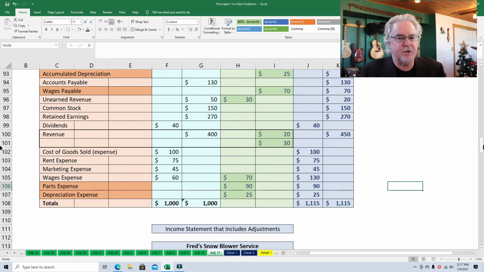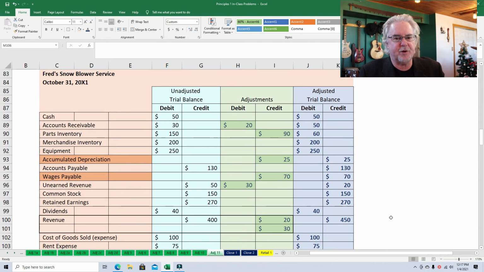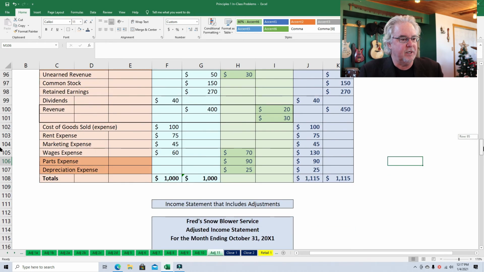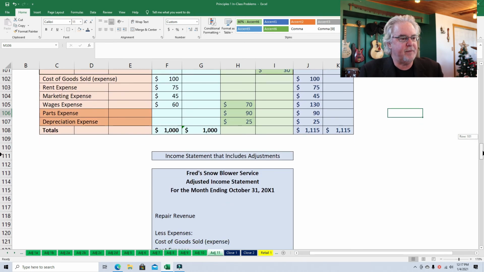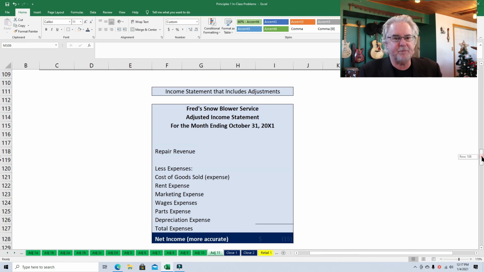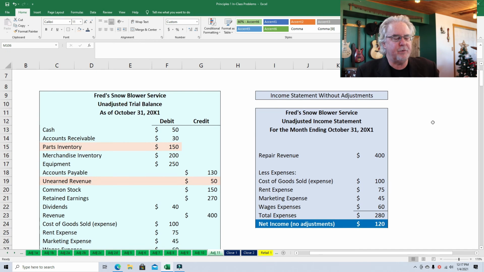Alrighty. So what we're going to do is use the information from the adjusted trial balance. We can actually forget about the unadjusted trial balance. We can forget about the adjustments. But now that we have the adjusted trial balance, let's work with those numbers and continue on. We're almost done here. So we're going to make another income statement. And if you recall, at the beginning of this lesson, we made an income statement right up here, but it was unadjusted. It was without all these adjusting entries.